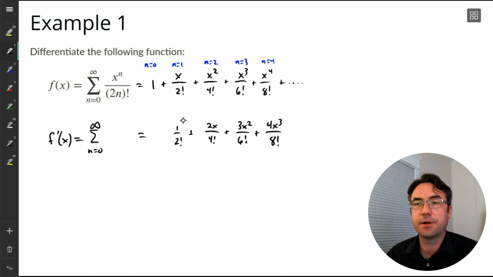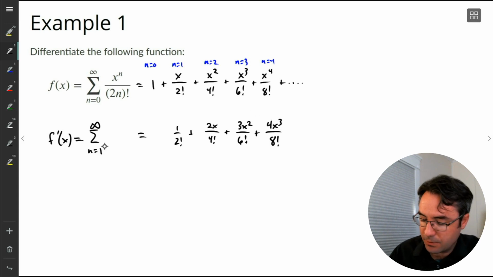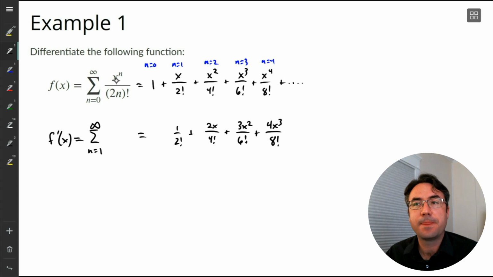So what happens here is when we differentiate, that n equals 0 term is just a constant, so it gets killed off in the differentiation. But we still have an n equals 1 term, n equals 2 term, n equals 3 term, and so on. So we're actually going to start our summation here from n equals 1. And then what does the actual derivative here in sigma notation look like?